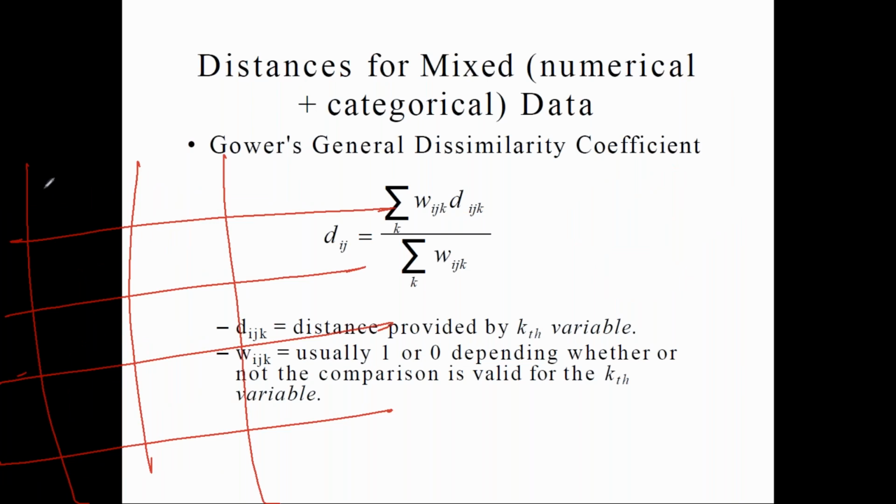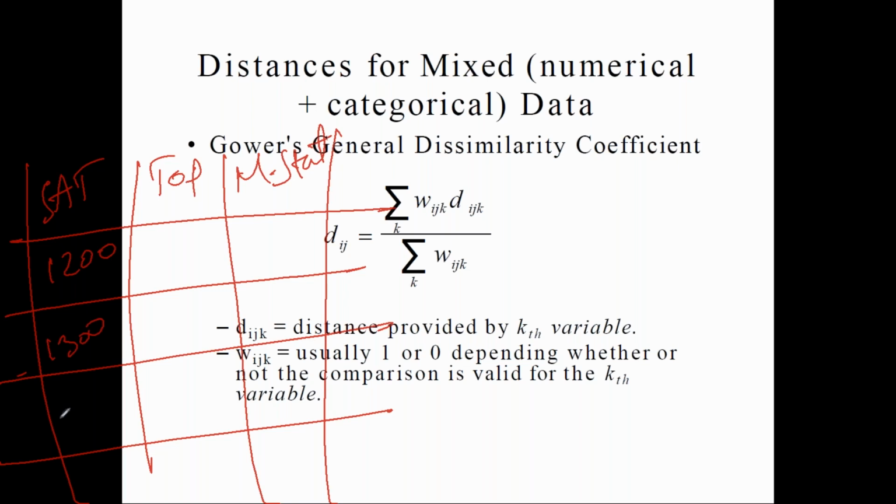So consider this as your SAT score data, this is your top 10 data, and this is your marital status data. This is 1200, 1300, 1200. Top 10 is 90%, 85%, 80%. For marital status, one is married, another one is also married, another one is widow. For example, I need to calculate the distance between these three universities: Caltech, Cornell, and Brown University.